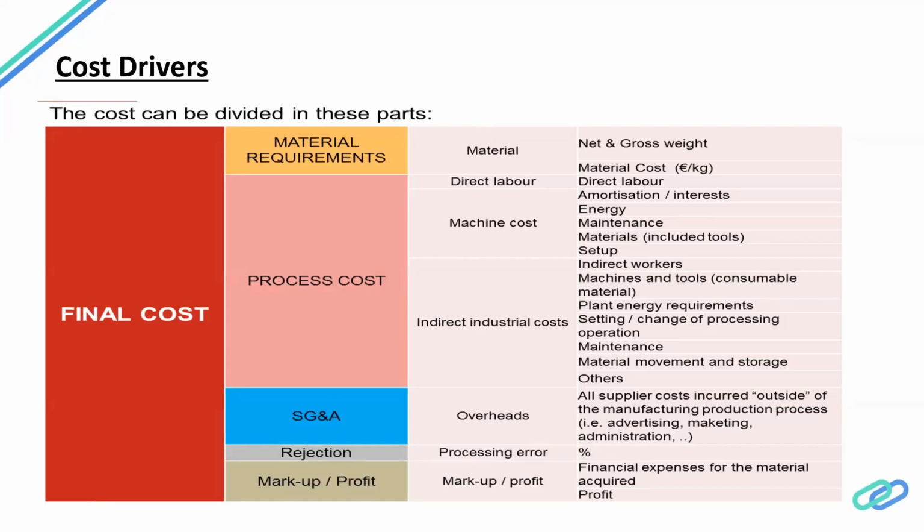Rejection, maybe most of you say why I have to pay for rejection, but definitely in the manufacturing process, rejections do happen, and we as cost engineers need to take care of those rejections as well. And finally we add the profit. This is manufacturing profit markup, like the financial expense of a material acquired, or profits. So these are the things that come in when we do costing for a part or a product. Quickly, I'll go to the next slide.